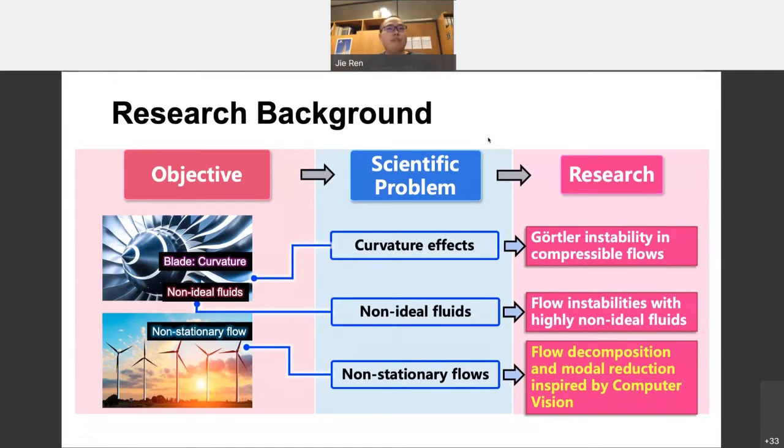Regarding the research background, we have been interested in problems involved in turbomachinery, as in this figure. For example, we have the curvature effects of the blade. So we studied the Görtler instability in incompressible flows, which is caused by these curvature effects. Also non-ideal fluids, which could be the operating fluid for such turbomachinery. And in this HPC wind energy project, we are interested in the model reduction and flow decomposition of non-stationary flow here. So this is the research background of today's talk.